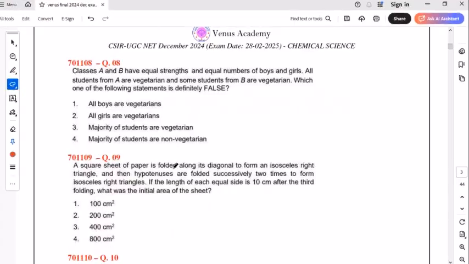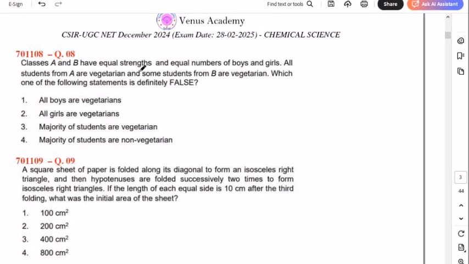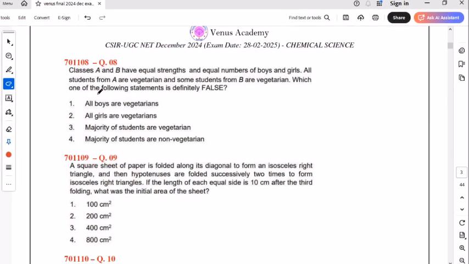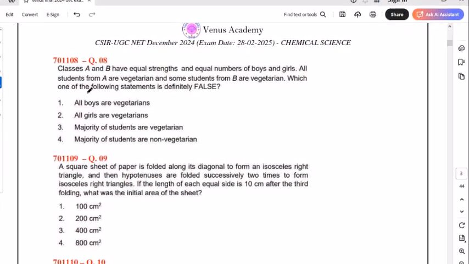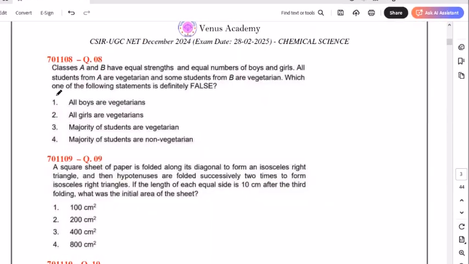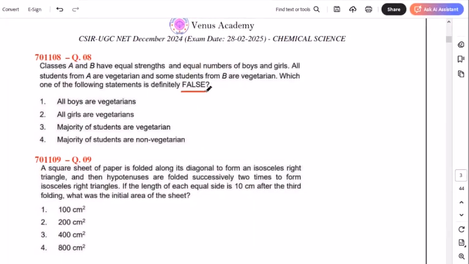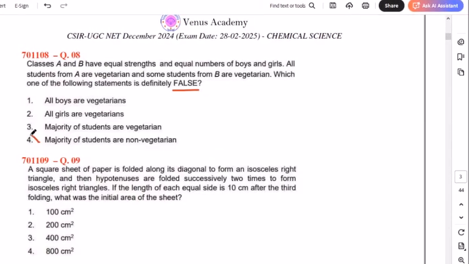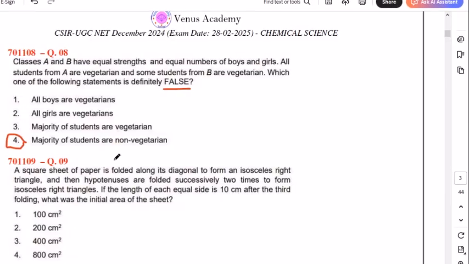Next, question number 8. Classes A and B have equal strengths and equal numbers of boys and girls. All students from A are vegetarian and some students from B are vegetarian. Which one of the following statements is definitely false? That means majority of students are non-vegetarians. This is false, right? So option number 4 is the correct option, friends.